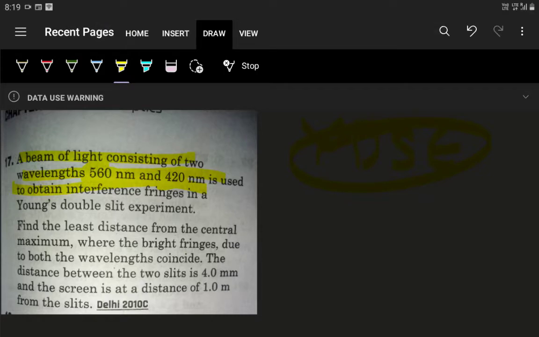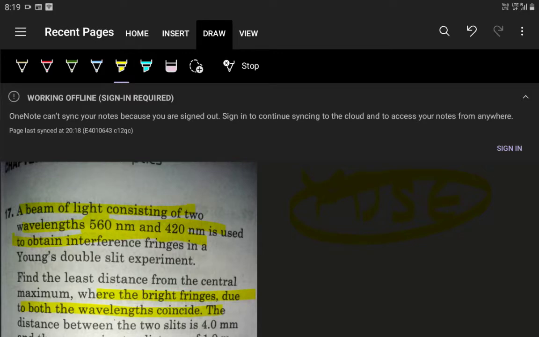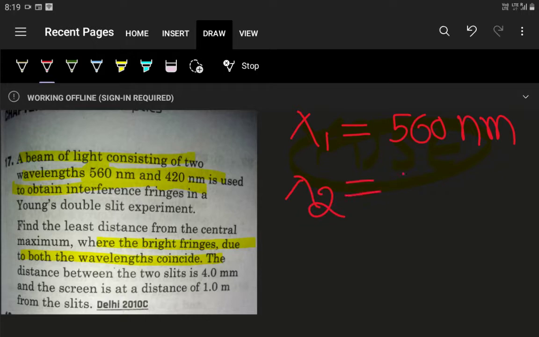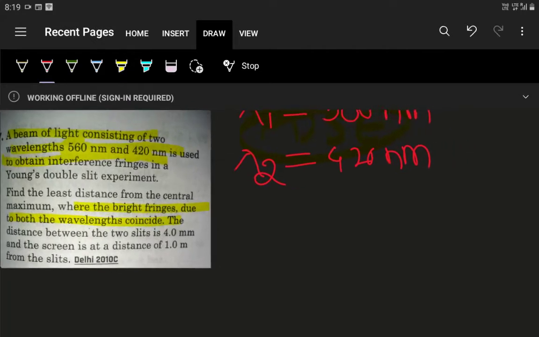Find the least distance from the central maximum where the bright fringes due to both the wavelengths coincide. So this is very important. We have been given two things. First of all, let me write it here. The first wavelength given is 560 nanometer, and the second one is 420 nanometer. We have been given two wavelengths. Find the least distance from the central maxima where the bright fringes due to both wavelengths coincide.